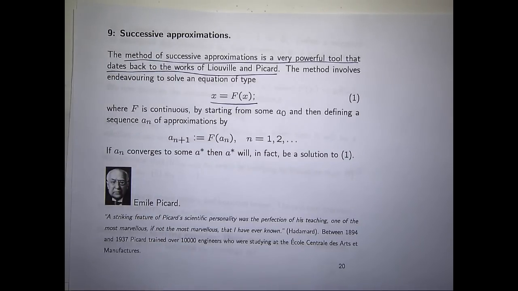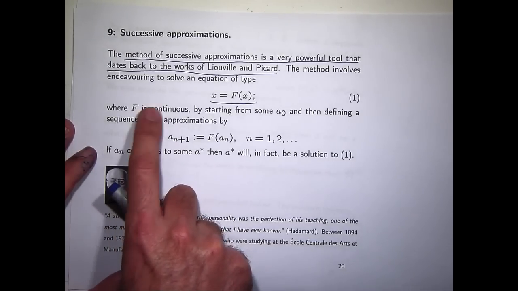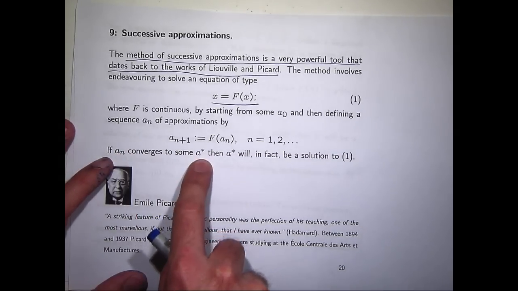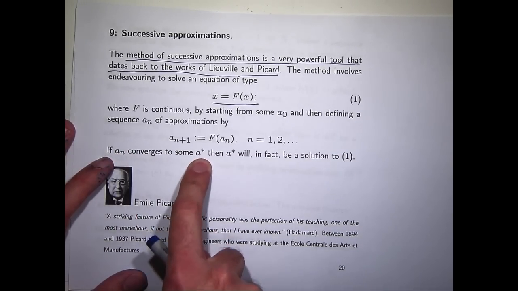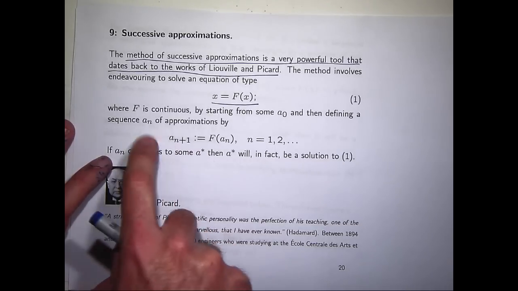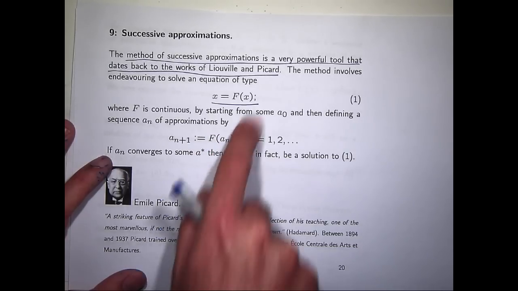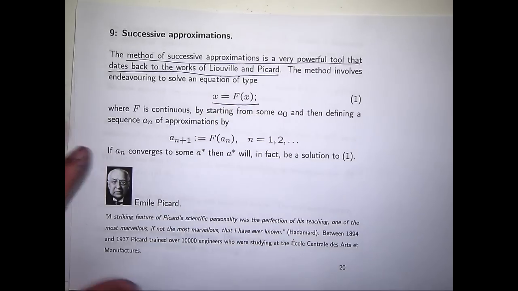Okay? Now, if f is continuous, and the a sub n converges to some limit, a star, then if you take limits here and here, you get a star equals f of a star. So that means that a star, the limit, will be a fixed point of f, or a solution to equation 1. Okay? Now that may not seem like much, but that method has been used over and over and over again. It seems pretty simple, but it's really effective.